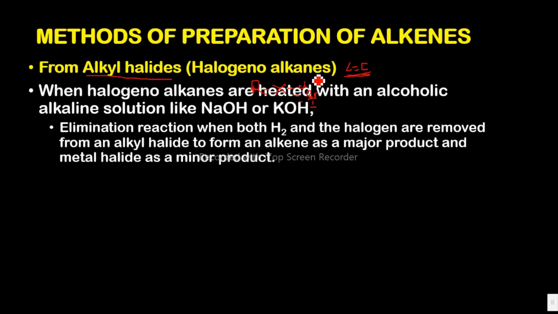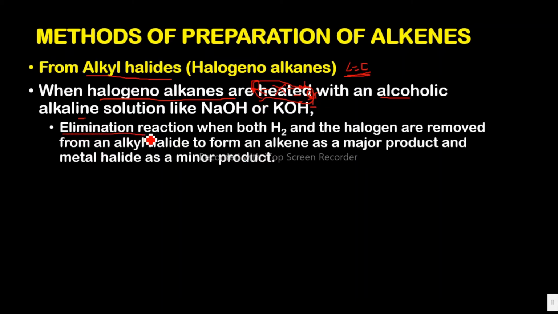And how do we do it? We react these alkyl halides with alcoholic alkaline solution. Okay? And there must be some heat. Okay? You must heat a halogenoalkane in presence of an alcohol and sodium hydroxide solution. You form your alkene. And this is an elimination reaction.